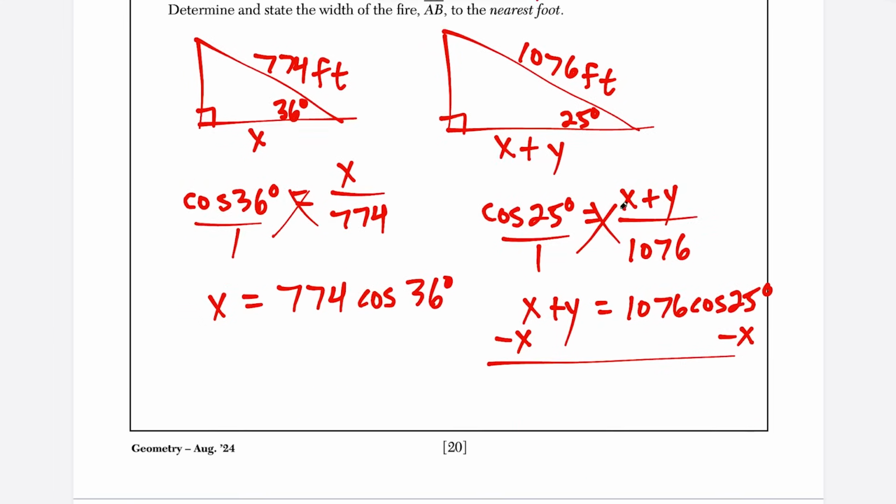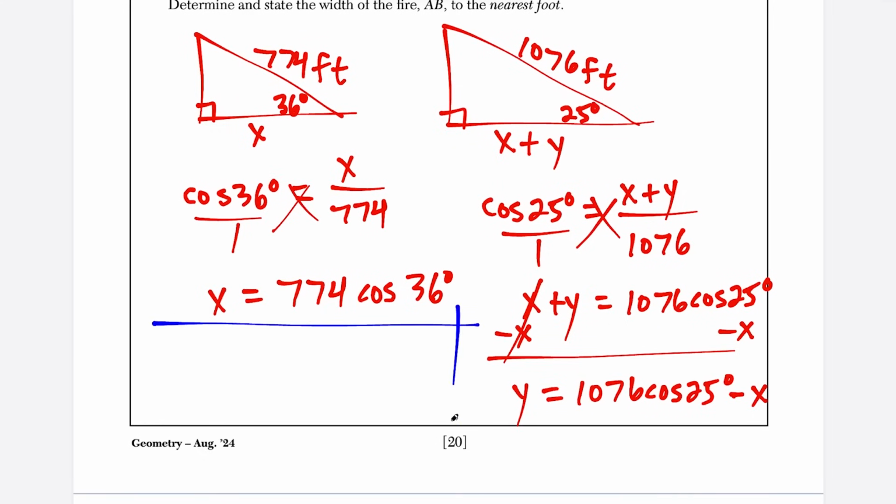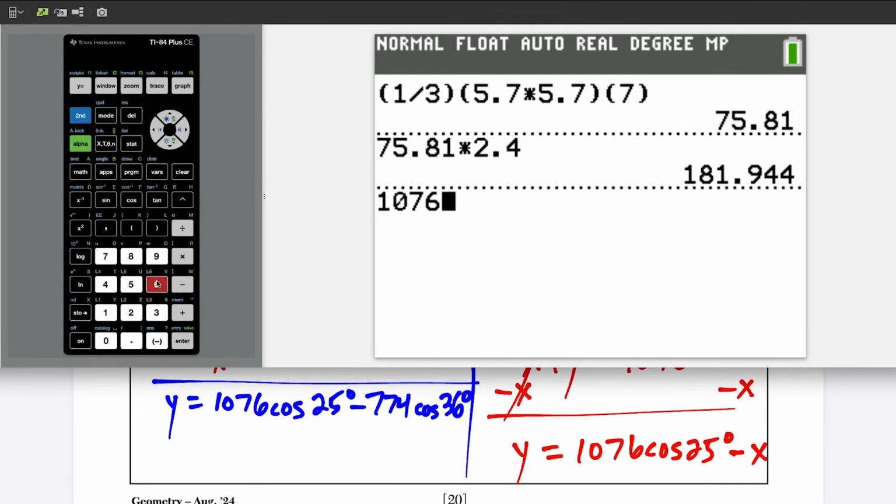And in the next line here, what we're going to have is x minus x canceling. And we're going to have y equals 1076 cosine of 25 degrees, and then minus x. So then the last bit of algebra that we're going to do is make a substitution. I'm going to say y is equal to 1076 times cosine of 25 degrees minus x, and x is equal to 774 times cosine of 36 degrees. So we have 1076 times cosine of 25, and we're subtracting 774 times cosine of 36.